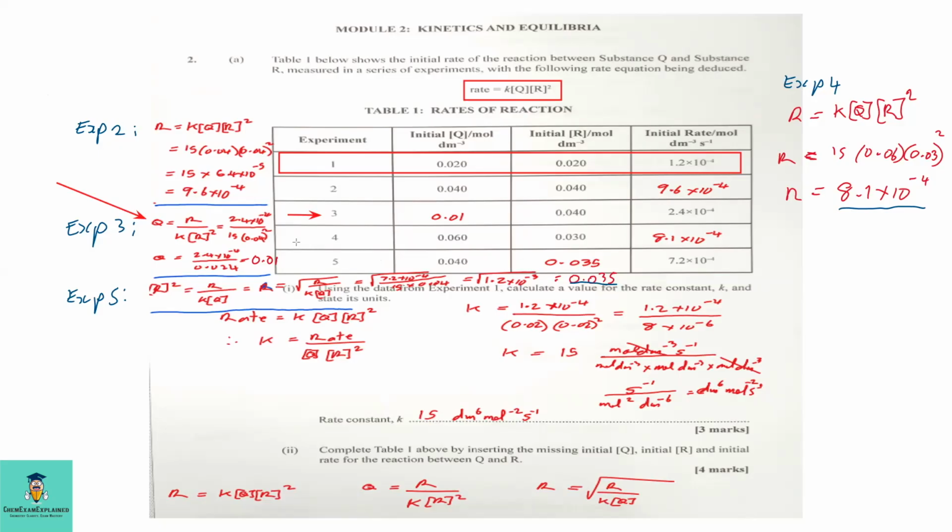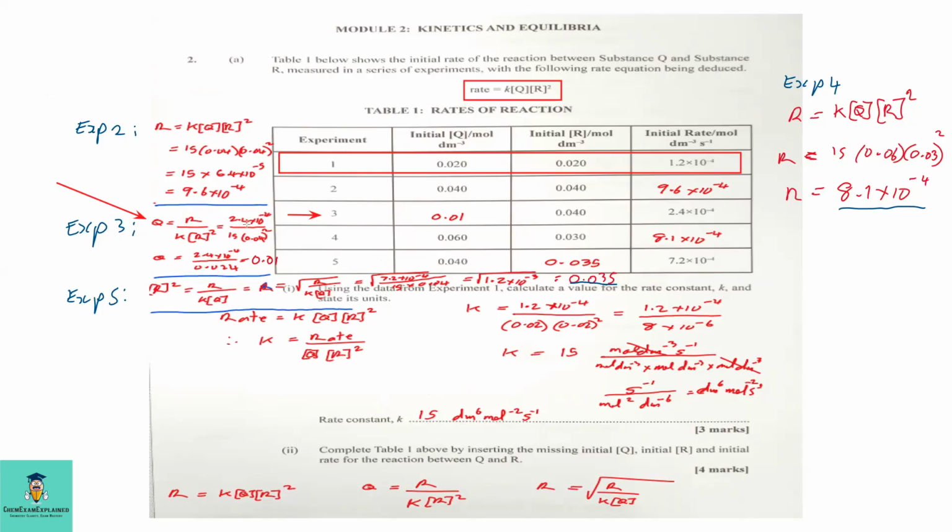We have the initial rate, so we have 2.4 times 10 to the minus 4. We plug that there. We have K, which was calculated here. So we put R divided by K times R squared. So this R is the initial rate divided by the rate constant K times the initial concentration of R squared.